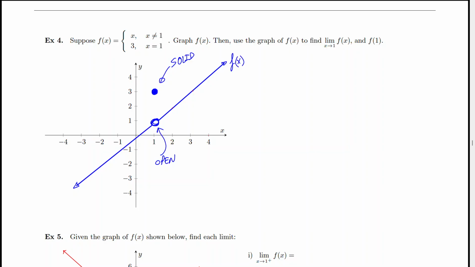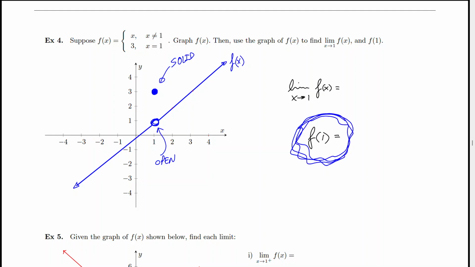Okay, so the question to graph the function f of x is done, and now we want to know what's the limit as x approaches 1 on this function f of x. And the other thing we want to know is what's f of 1. So what's the difference between these two notations? The first one is telling me to investigate what's happening before and after 1, but not at 1 itself. We don't care about what's going on at 1 itself there. But this one is telling me to find what's happening exactly when x is equal to 1.